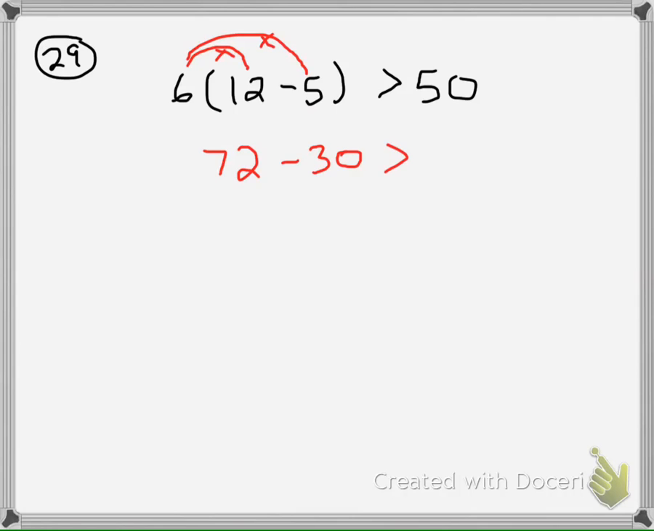Bring down my greater than sign, 50. Now I hope you're able to read this sign. Whatever the mouth or the opening is pointing to should be the greater side. So this reads as 6 times the quantity of 12 minus 5 is greater than 50. Now I reduce it to 72 minus 30 is greater than 50. So I have one last step. I do 72 minus 30, which is 42, is greater than 50.